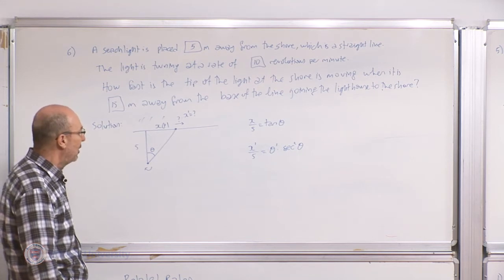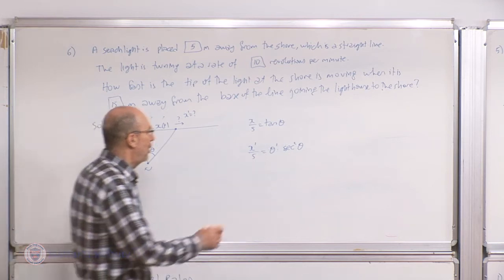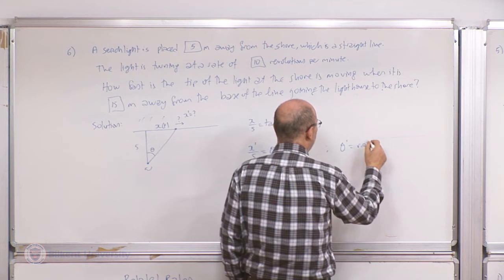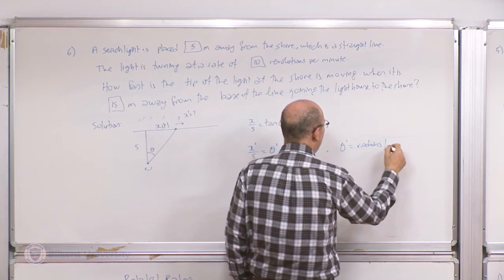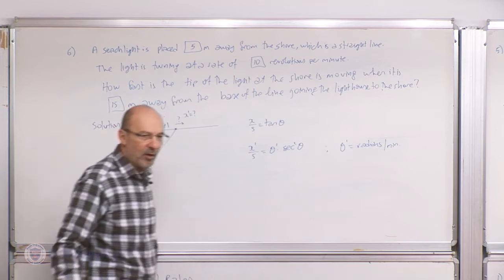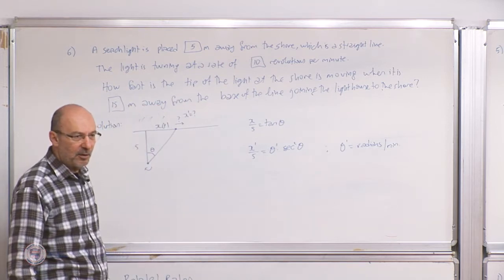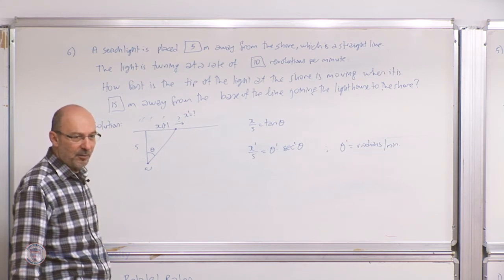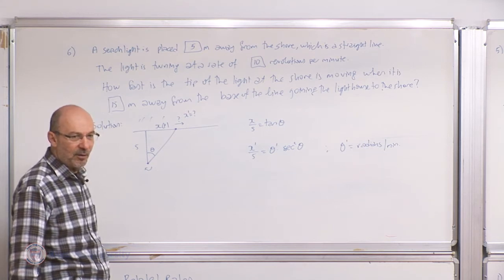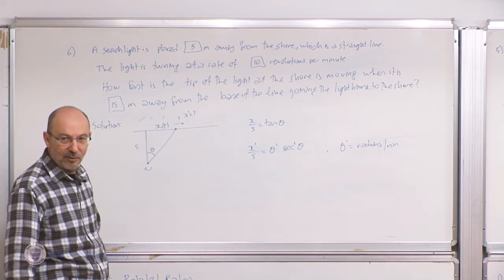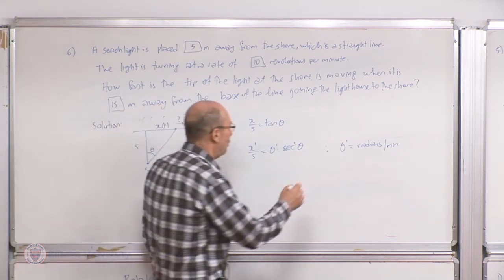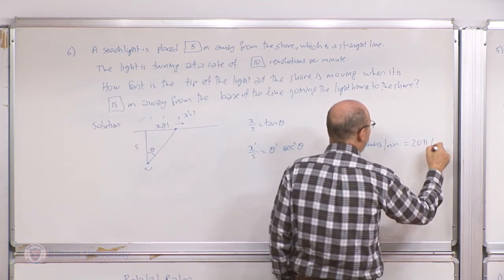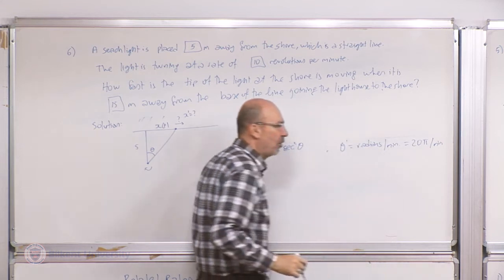How many radians? So theta prime is so many radians per minute. How many radians per minute is this doing? 10 revolutions per minute. 20 pi. Okay, so this is 20 pi per minute. Okay.